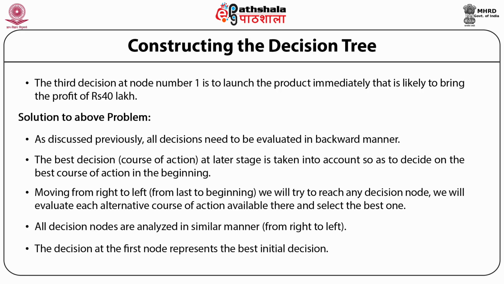So once we have constructed the decision tree, now we will try to analyze it. Here it is important to note that though we build the decision tree from left to right, to reflect the sequence in which a decision is followed by a chance event, we evaluate the tree in the reverse direction. The decision tree is built from left to right in chronological order, but when it is analyzed, we begin from right to left.